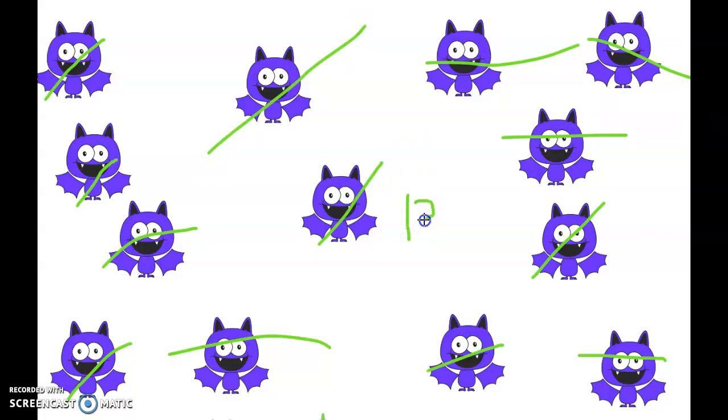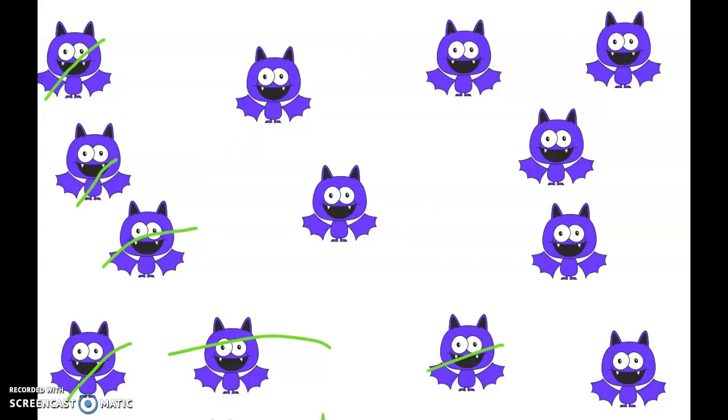I hope you are counting and checking. Later on, we'll learn how to use a 10 frame to count. That'll be our last strategy. But today, we did count and check. What did we do? Count and check. Very good. Now, if I wanted to move these bats instead of checking them, I could do count and scoot.